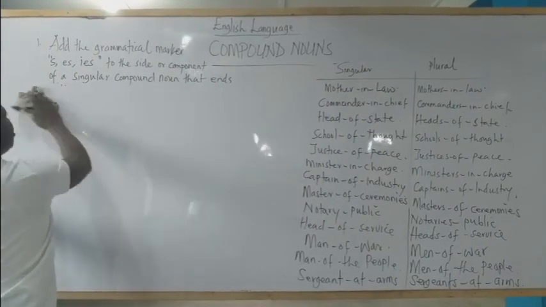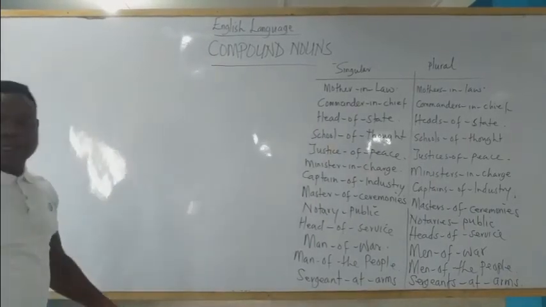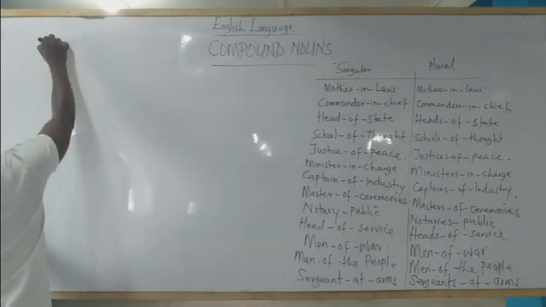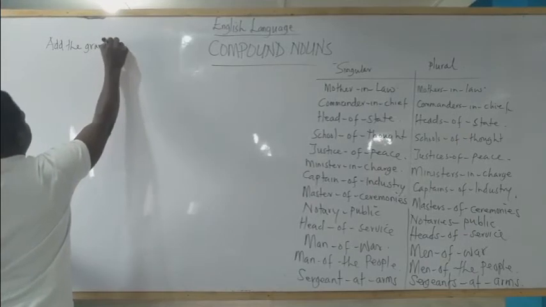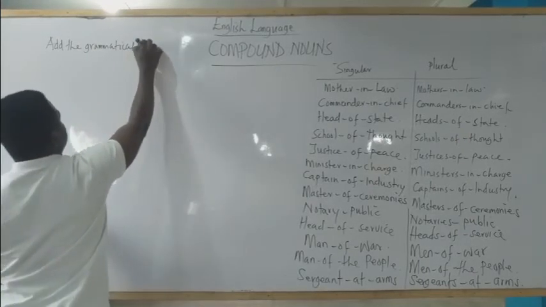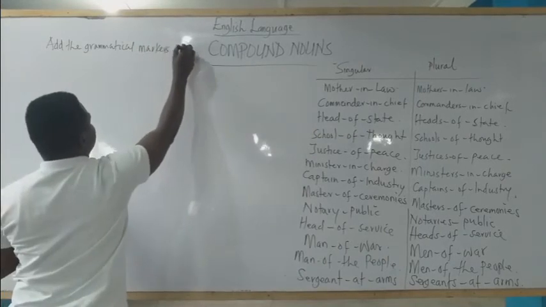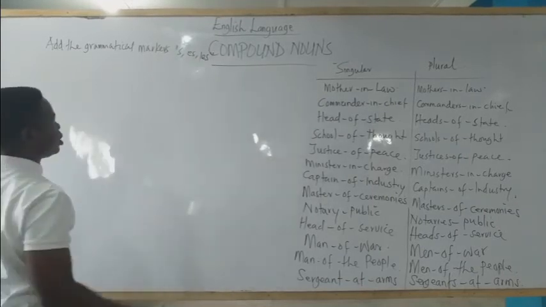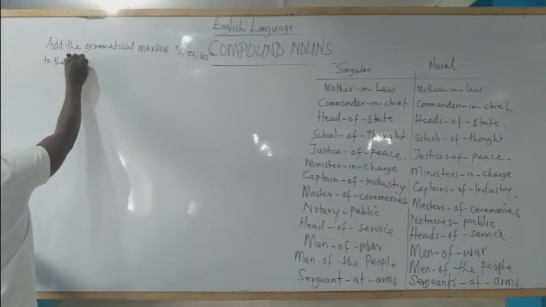The second step in the formation of compound noun is that we add the grammatical markers. As I've told you, the grammatical markers are your S, ES, and IES. These are the grammatical markers in English. You add the grammatical markers to the second component.